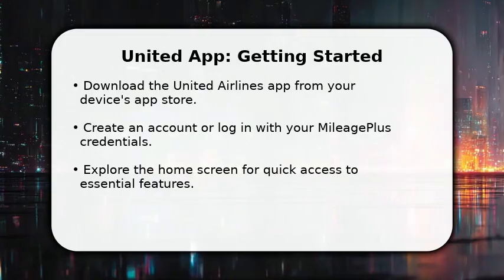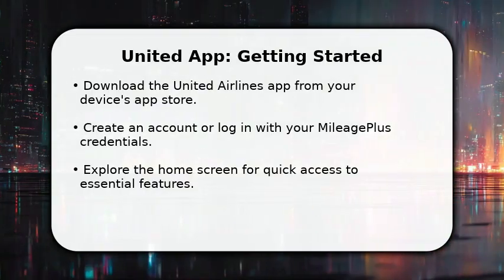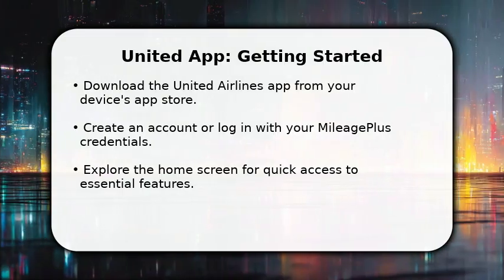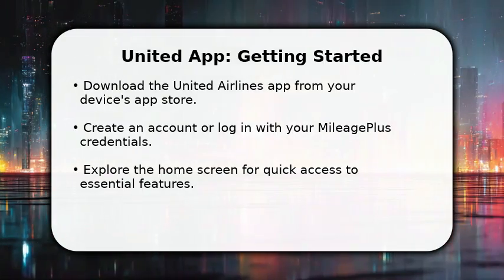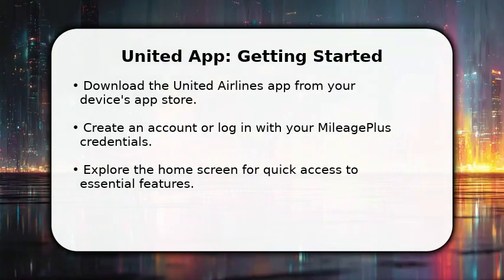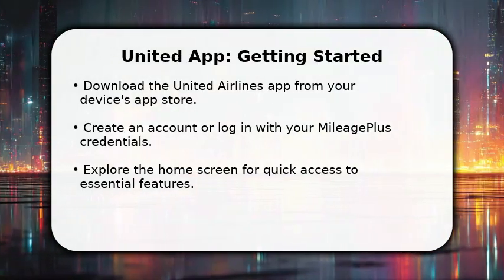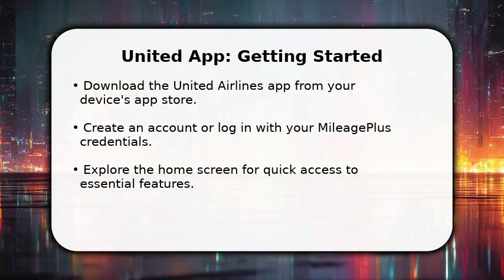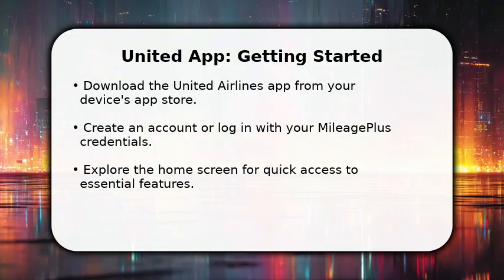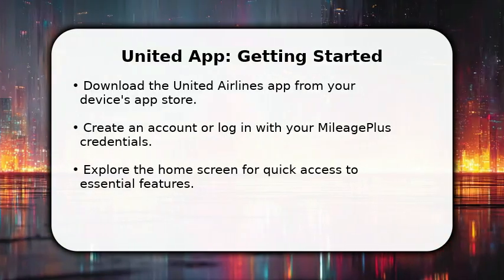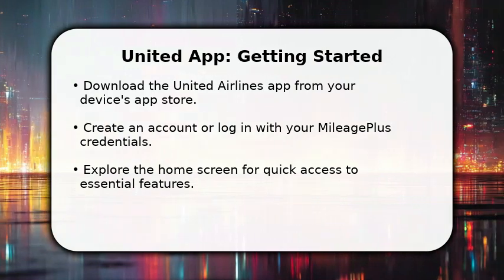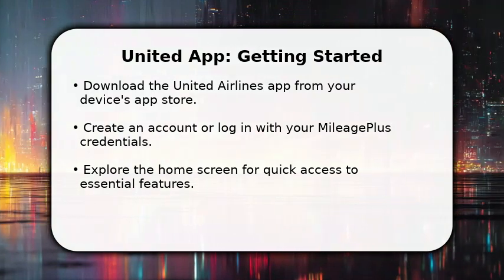In this video, I will explain how to use the United Airlines app. First, download the app from your device's App Store, whether it's the Apple App Store or Google Play. Once installed, either create a new account or log in using your existing MileagePlus number and password. The home screen provides a personalized overview, showing your upcoming trips and offering quick links to check-in, flight status, and booking new travel. It's designed for intuitive navigation right from the start.